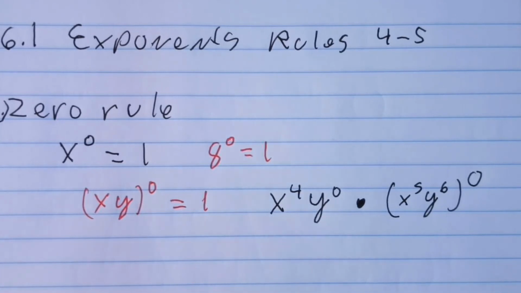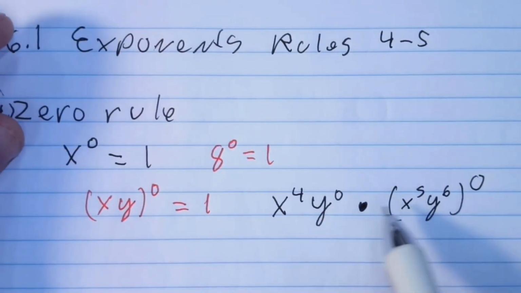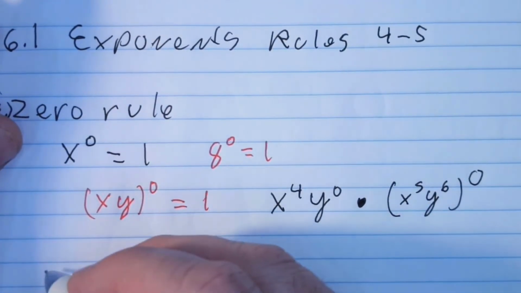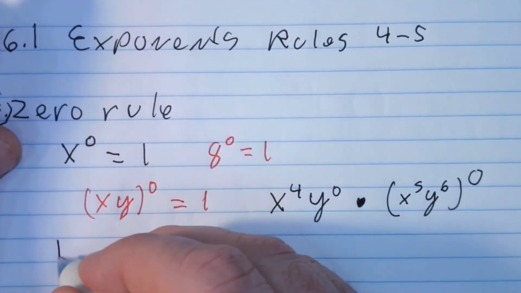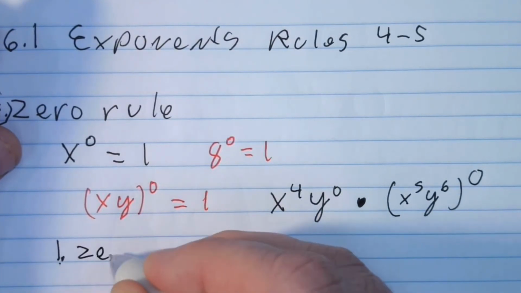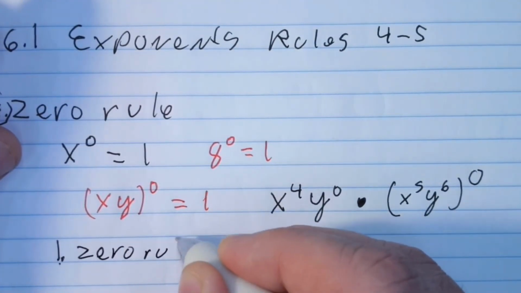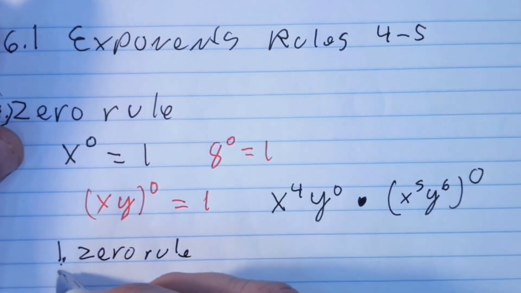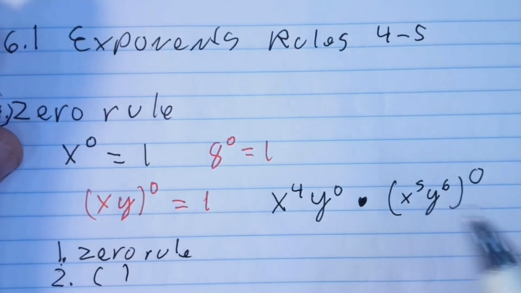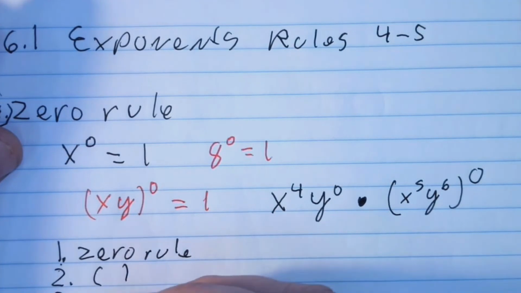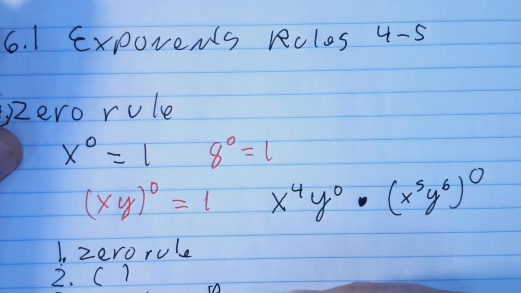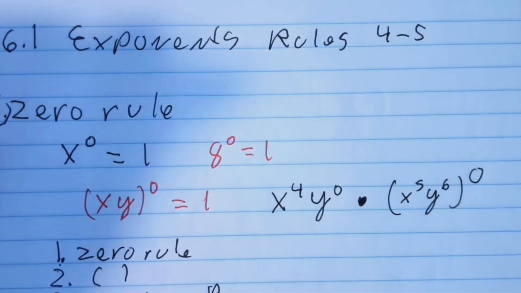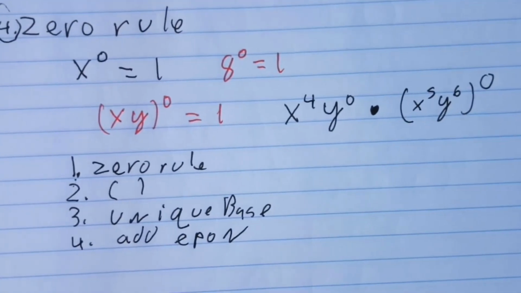So the thing I would do first, because I'm going to add on stuff, I'm going to take care of this before I do anything. I'm going to do the zero rule. It's probably the first thing I'm going to do, before I do even the parentheses. So I'm just kind of adding on rules as we go. Okay, can't see that, so I raise it up.